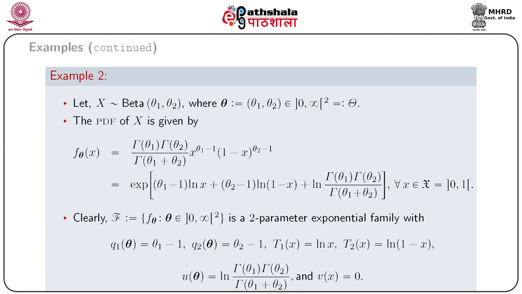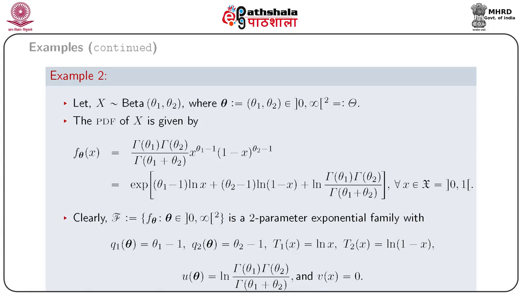Suppose x follows beta distribution with parameters θ1 and θ2, where both θ1 and θ2 are unknown. The PDF of x is given by f x equals gamma θ1 plus θ2 divided by gamma θ1 into gamma θ2, into x to the power θ1 minus 1 into 1 minus x to the power θ2 minus 1, if 0 less than x less than 1, equals 0 otherwise.